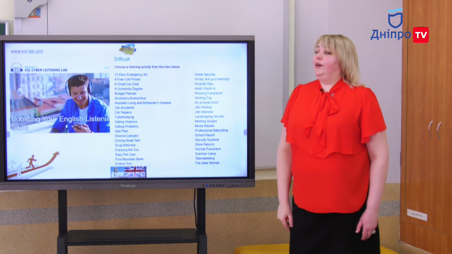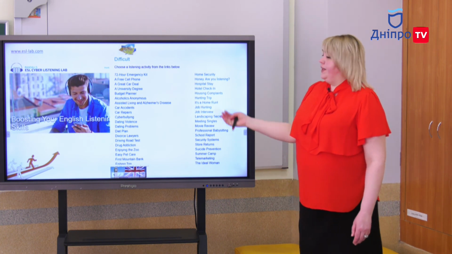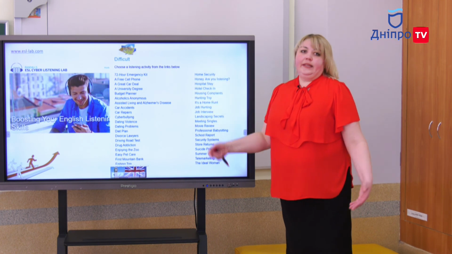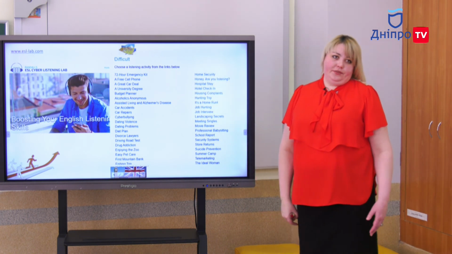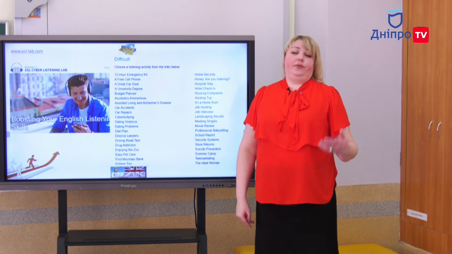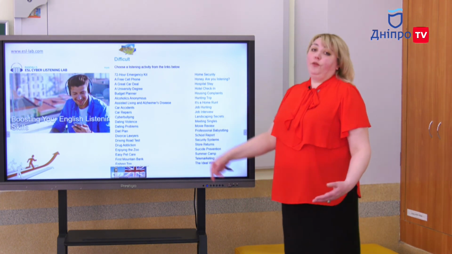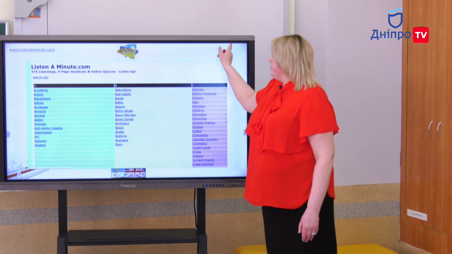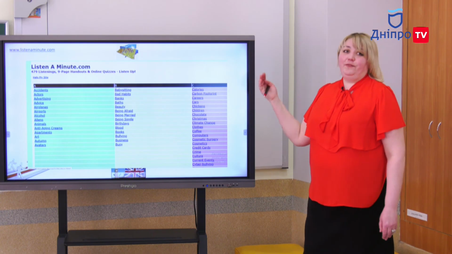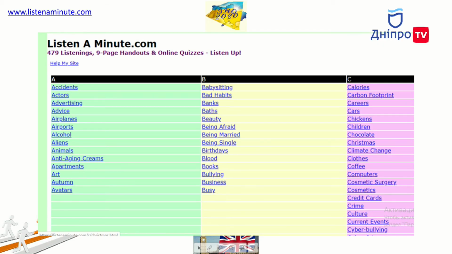ESL Lab, I also love it very much. Look at this range of topics depending on the level. You can find easy level, medium or difficult. All of the tasks come with tape scripts, with different activities and follow-up activities as well. Pay attention to this one. This is the first page of the website. Here you can see only 3 letters and the range of assignments you may try to do.